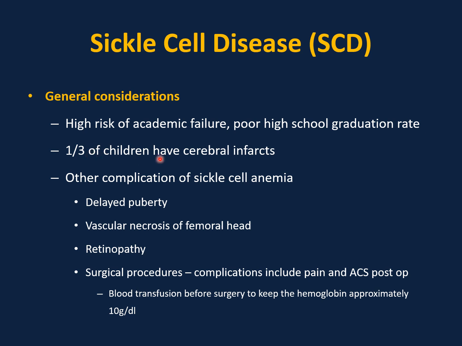A third of the children may have cerebral infarcts, and even they present with silent infarcts and decrease or deterioration of the cognitive function. Other complications of sickle cell anemia are delayed puberty, avascular necrosis of the femoral head, retinopathy. When they go for surgery also, they may develop complications including pain and acute chest syndrome after the operation. So this can be prevented by blood transfusion before surgery to keep the hemoglobin approximately 10 gram per deciliter.